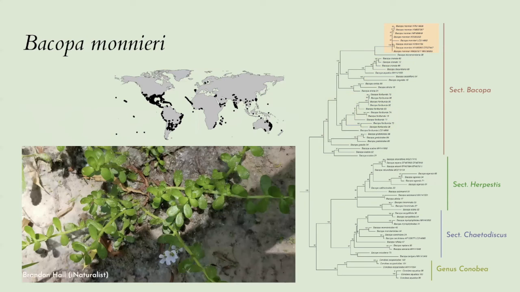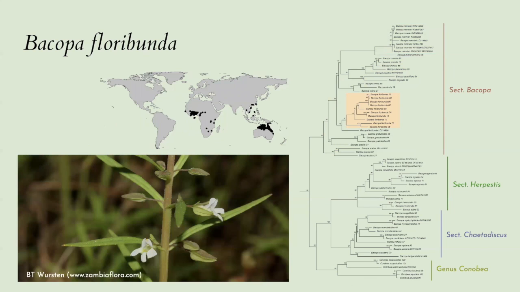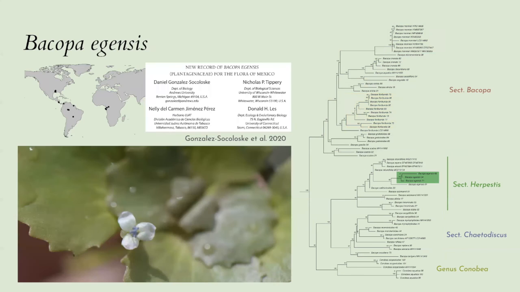So highlighting the wider distributions of some of these species, Bacopa monnieri, not a lot of genetic diversity in a variety of places where this species has been sequenced from. So that's kind of interesting. These African species, Bacopa crenata and decumbens, only in Africa, and a little bit distinctive there. Bacopa floribunda, as we mentioned before, a good amount of genetic diversity, also fairly widespread. Looks to be the same species in Africa and Australia, at least for now.